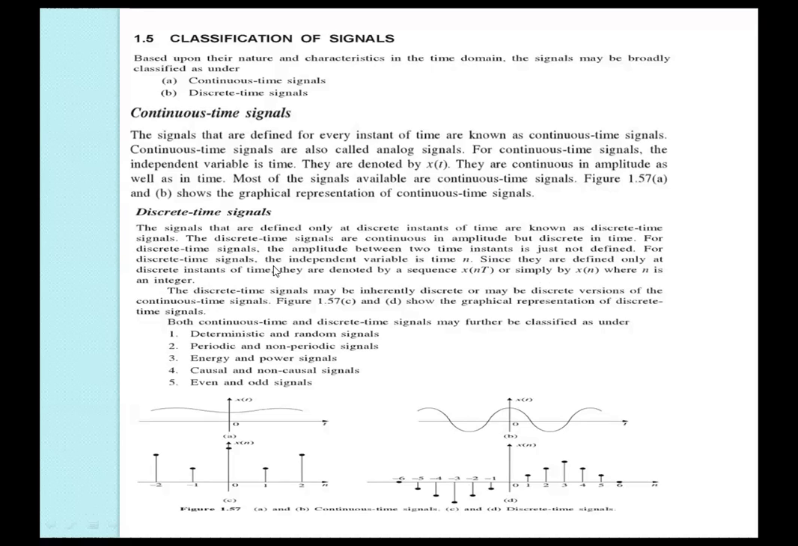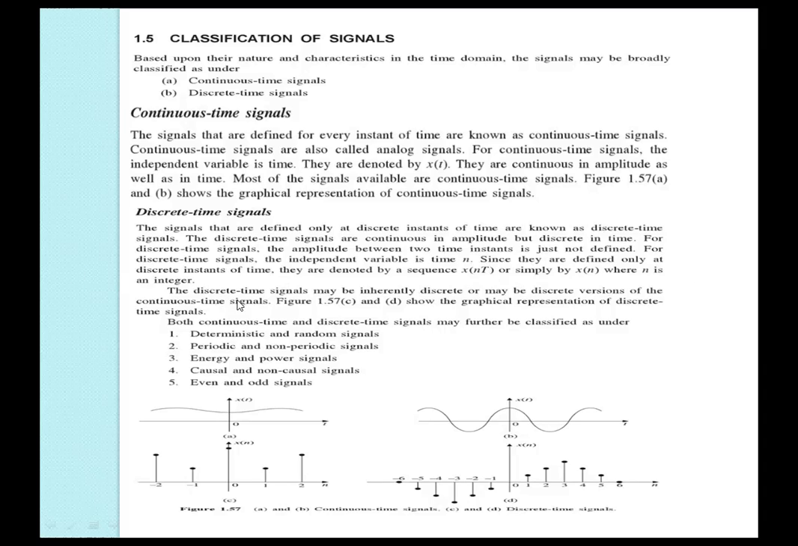For discrete time signals, the independent variable of time is n. Since they are defined only at discrete instants of time, they are denoted simply by x of n, where n is an integer.